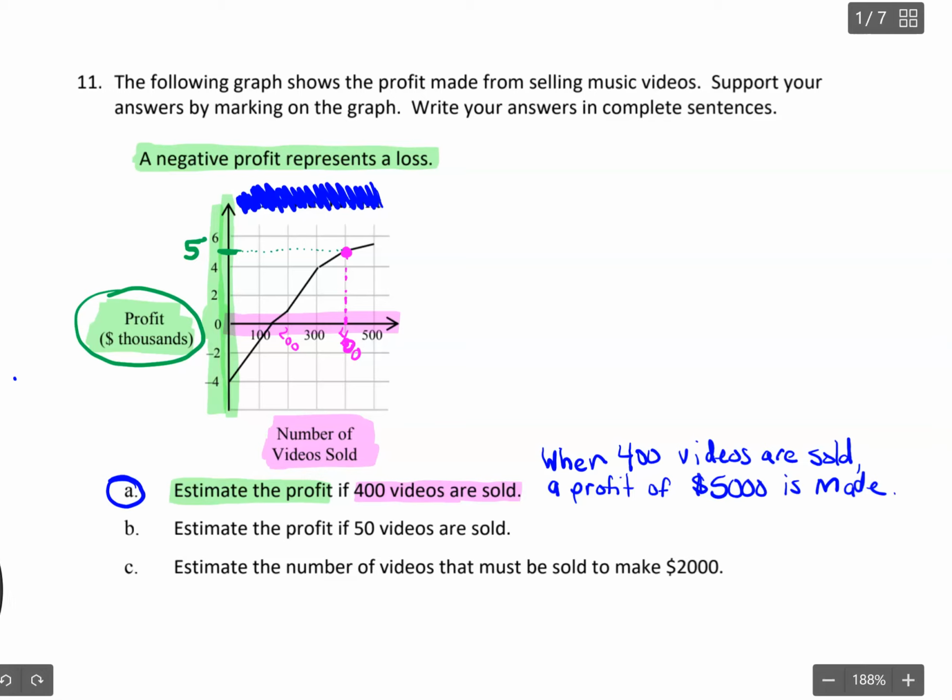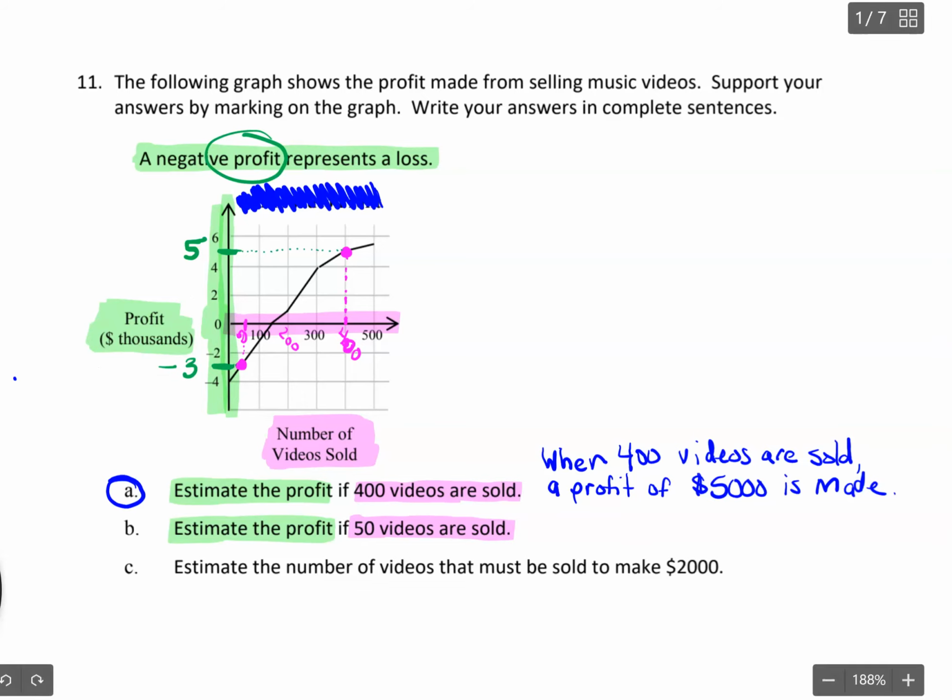Now the next one, again, it's asking us to estimate the profit. Again, the profit is on this vertical axis. If 50 videos are sold, I need to find 50 videos on this horizontal axis. So 50 videos would be between 0 and 100, so 50 would be right here. And then I need to go down till I hit my graph, and then go horizontally to see what profit that hits. So it's between -2 and -4, so that's going to be -3. So I interpret that as -3,000.